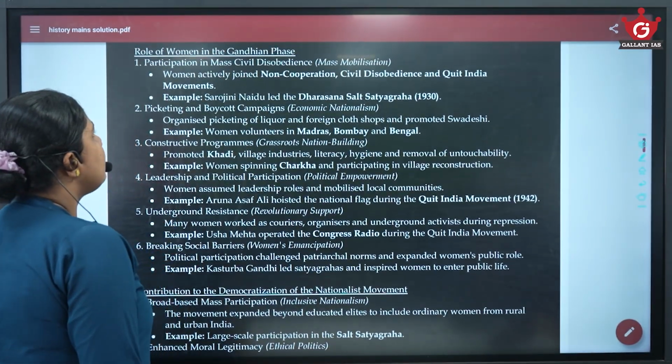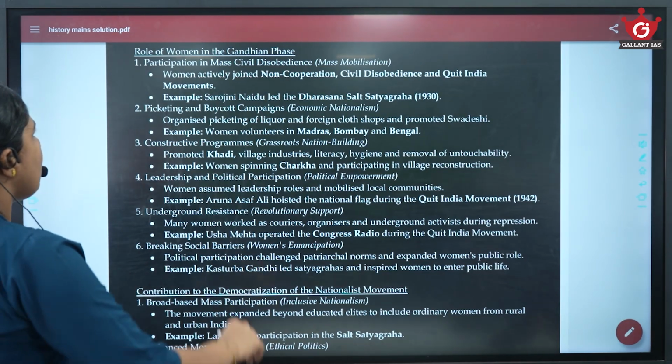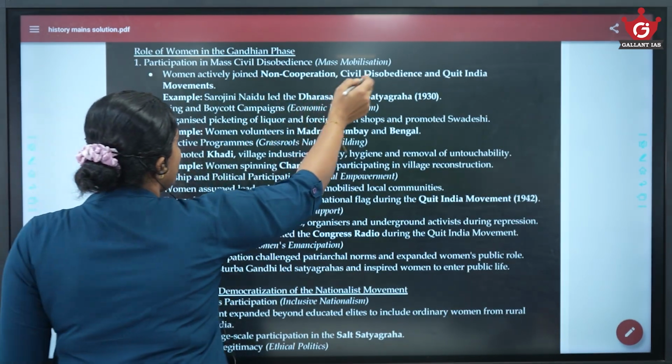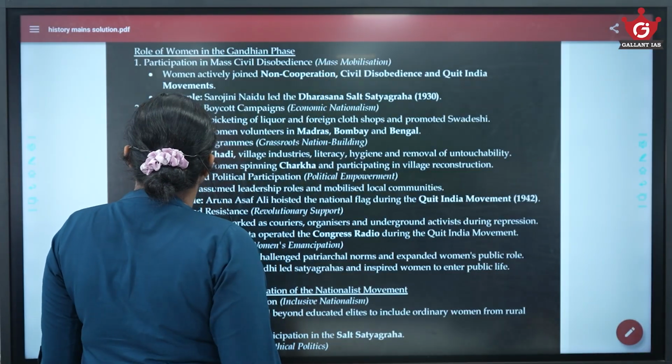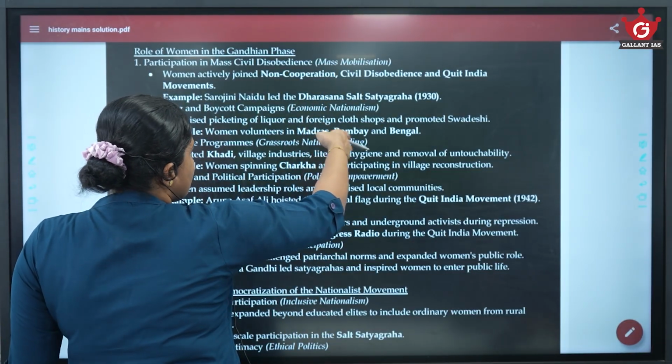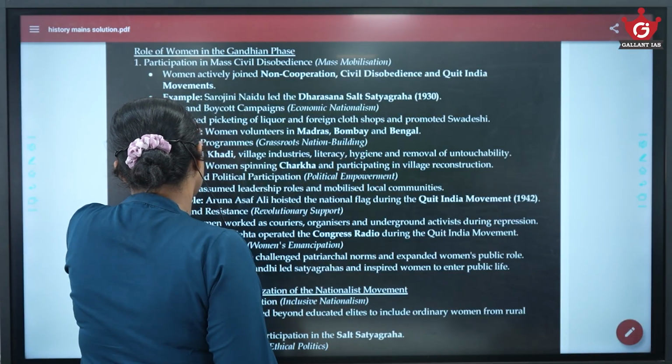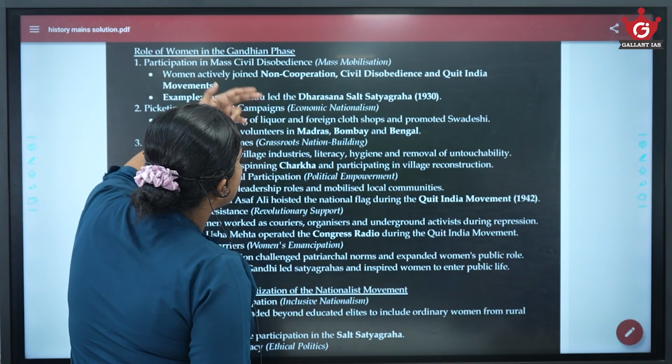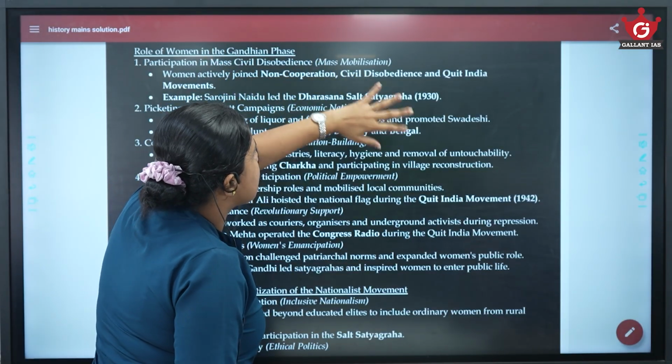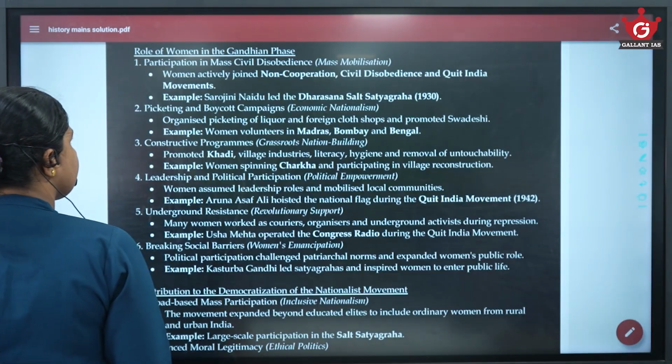So now we move to the role of women in the Gandhian phase. First is participation in mass civil disobedience. We call it mass mobilization. Women actively joined the non-cooperation, civil disobedience, etc. For example, you can mention Sarojini Naidu led the Dharasana Salt Satyagraha. You can mention that.